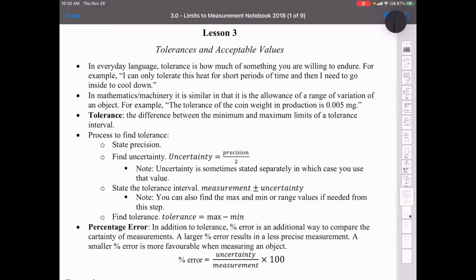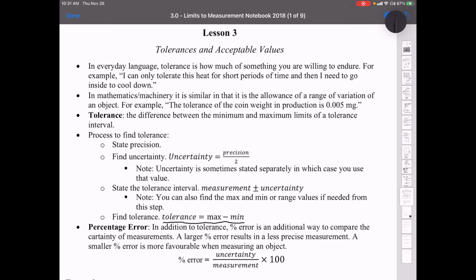Basically, what that's going to be doing is we're going to be looking at the precision of a measurement, the uncertainty involved within that measurement, and evaluating what the tolerance is. Tolerance being the difference between the max and the min, and what the acceptable values are. So that would be your max and min values there.